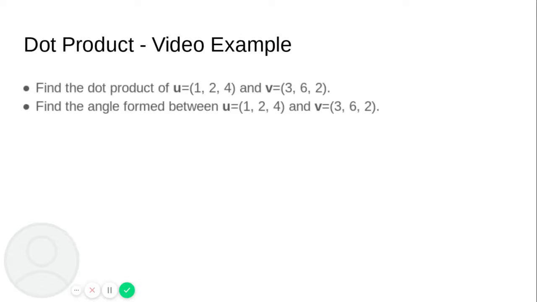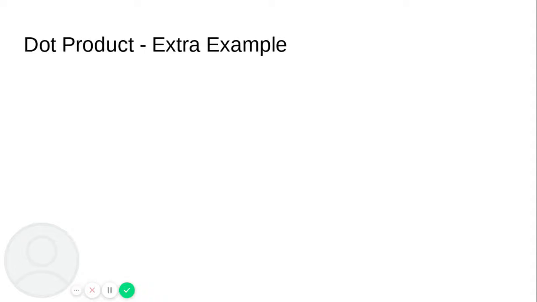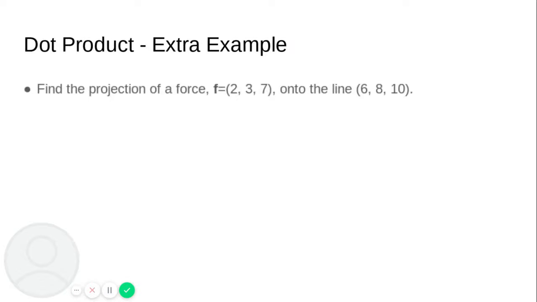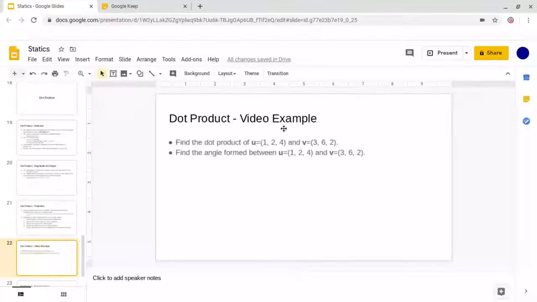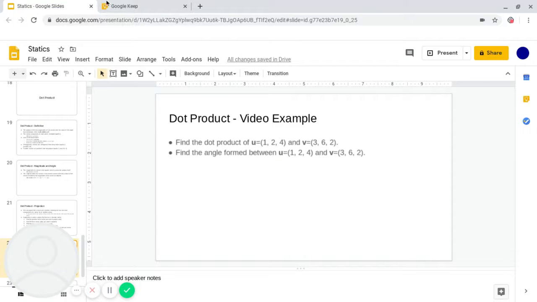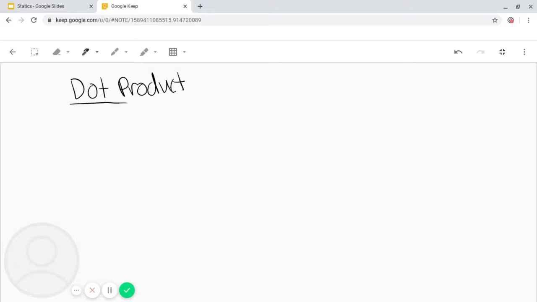So in the video, we'll just go over a dot product example and an example of finding the angle between two vectors using the dot product. And in the extra example, we do a projection. So you can see that in the link below, as always. So we'll go into this example here. We'll just do the dot product example first. So u dot v.